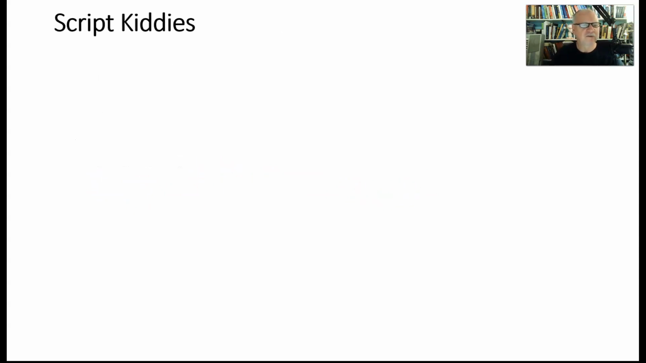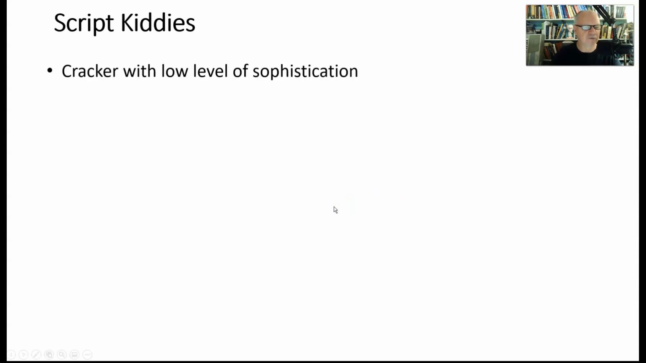All right, script kiddies is our next category, and really a script kiddie is just a cracker, but it's a cracker with a low level of sophistication. Typically what the script kiddie would do would be to take a piece of software, let's say from Kali Linux, for example, that already exists, and they just learn how to use it. They don't have any real understanding of the system, so let's say that they want to break into somebody's Wi-Fi network. Well, they can just use a tool that's out there already, break into the Wi-Fi network, and never understand how Wi-Fi authentication works to start with.